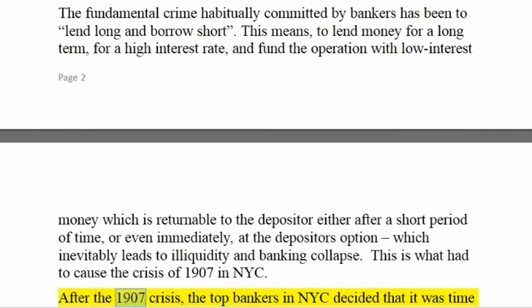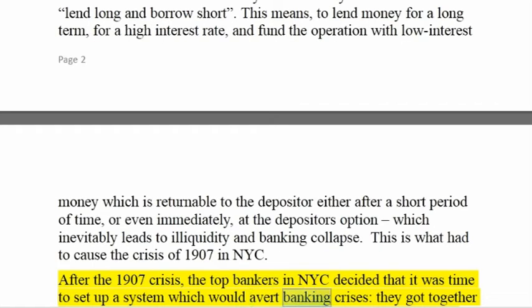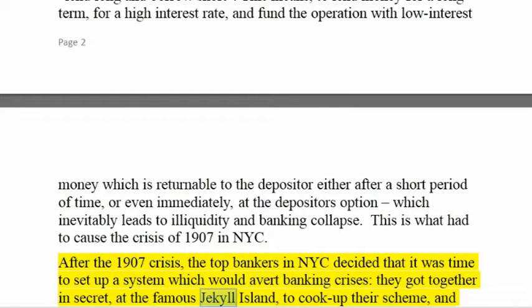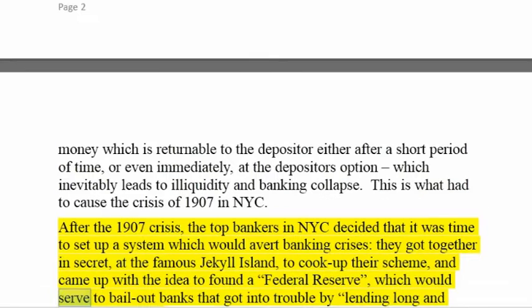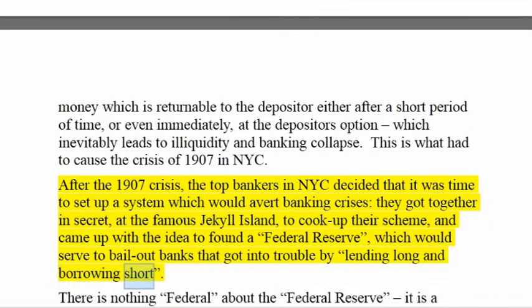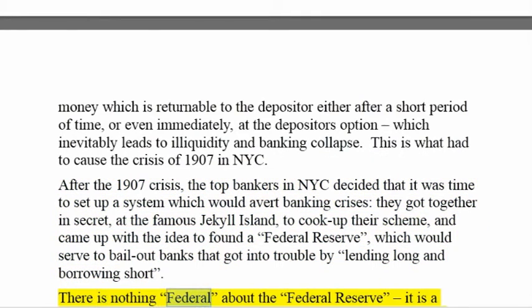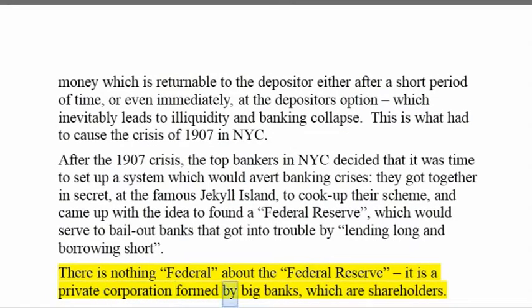After the 1907 crisis, the top bankers in NYC decided that it was time to set up a system which would avert banking crises. They got together in secret, at the famous Jekyll Island, to cook up their scheme, and came up with the idea to found a Federal Reserve, which would serve to bail out banks that got into trouble by lending long and borrowing short. There is nothing federal about the Federal Reserve. It is a private corporation formed by big banks, which are shareholders.